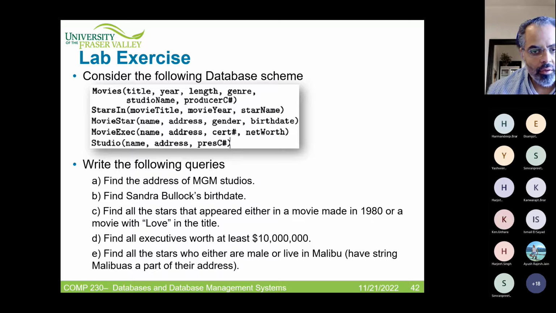So consider the following database schema. We have Movie Star. I think we are familiar with this, but I didn't mention the keys, so we are okay. Please, if you can take a screenshot because you don't have this in your materials, go ahead and take the screenshot. Consider the following database. You need to find the address of MGM Studios. I will not discuss it now.